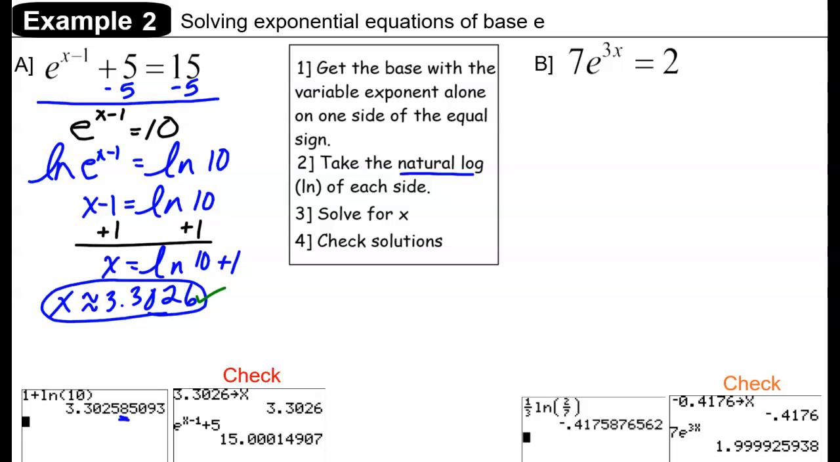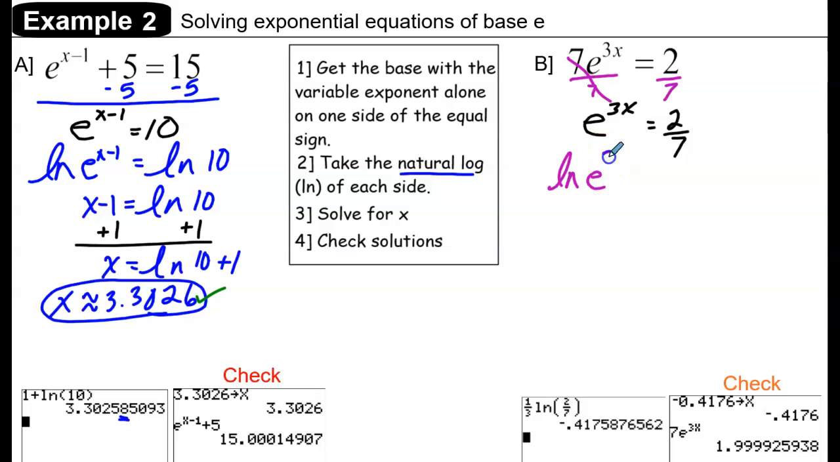So then in example B, 7e to the 3x power equals 2, we first need to isolate the base of e to a variable exponent. So we'll divide both sides by 7. And now e to the 3x power is equal to 2/7. Okay, we're not going to use decimals because we lose accuracy if we have to round a decimal. So we're going to keep that 2/7 a fraction and move on to step 2, which is to take the natural log of both sides.